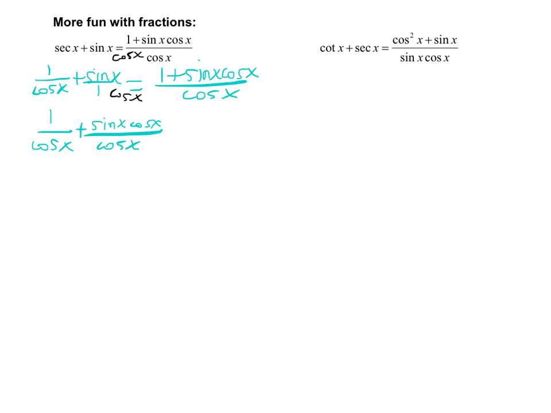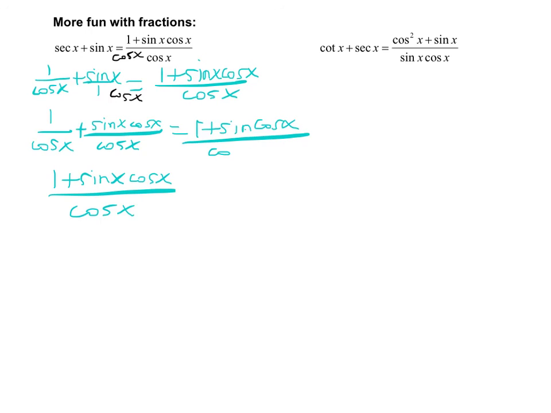Now what's really neat about fractions is once I have the same denominator, then I can add the numerators together, keeping that denominator. So the left side is now 1 plus sine x cosine x all over cosine x. And notice that that's exactly what I have on this left-hand side. So I'm just going to rewrite the right-hand side, copying it down from the original problem. I'm not changing it. I'm just bringing it down because I've already changed the left side to look exactly like the right side. So I have verified this identity.